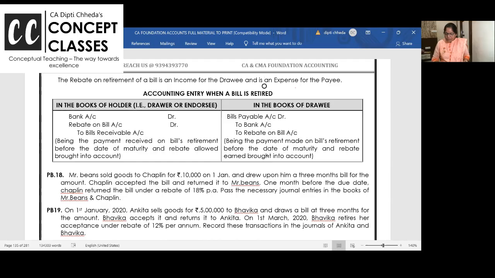In the books of the holder, bank account debit, rebate account debit to bills receivable. So bills receivable is honored before time, so we are giving you rebate. It's an expense. अभी तक interest was income for the drawer. Now it is an expense for me, rebate. And in your books, bills payable account debit say 10,000, so 200 कम करके you give me 9,800. ठीक है, right.